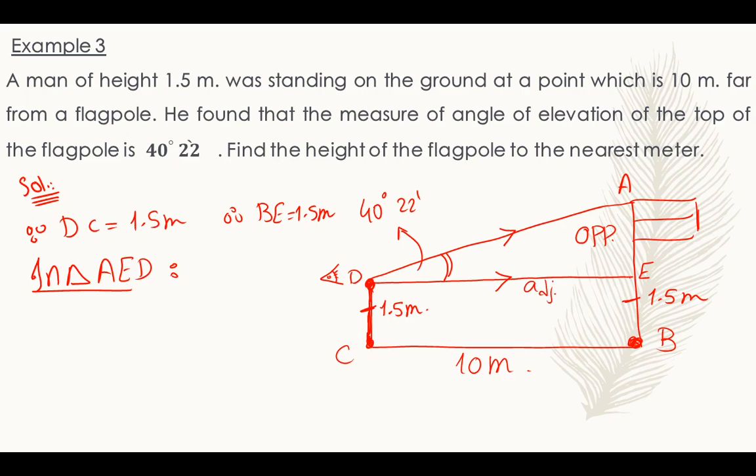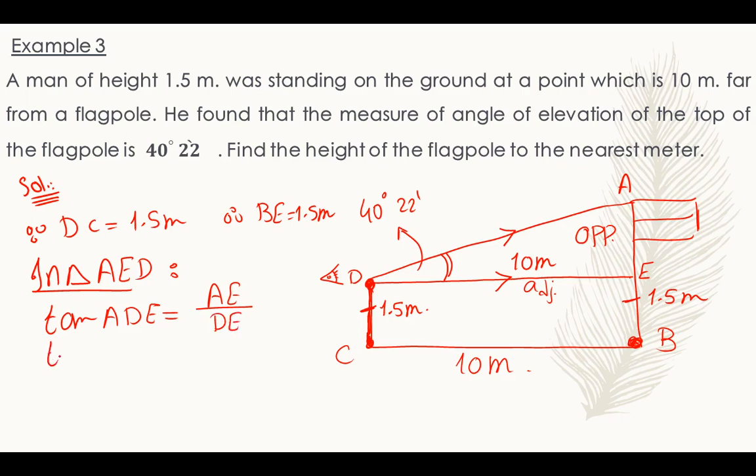Since DEBC is a rectangle, the length of BC is equal to the length of DE, which equals 10 meters. So we will write DE equals 10 meters. Here we want to find the opposite side, and we have the adjacent side, so we are going to use tan ADE.